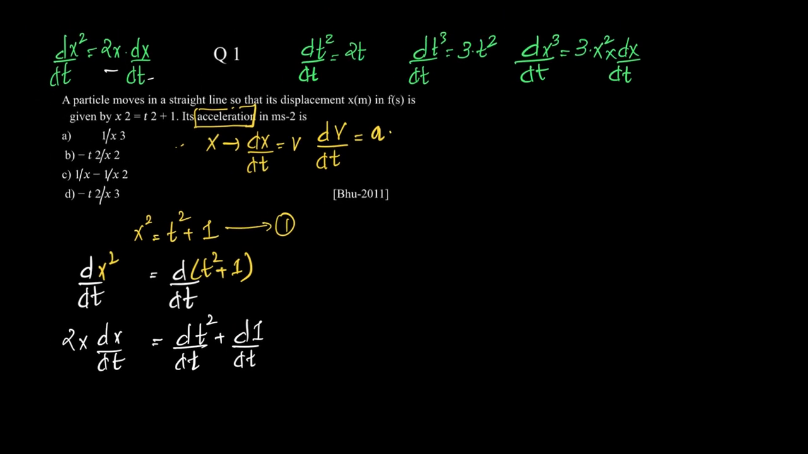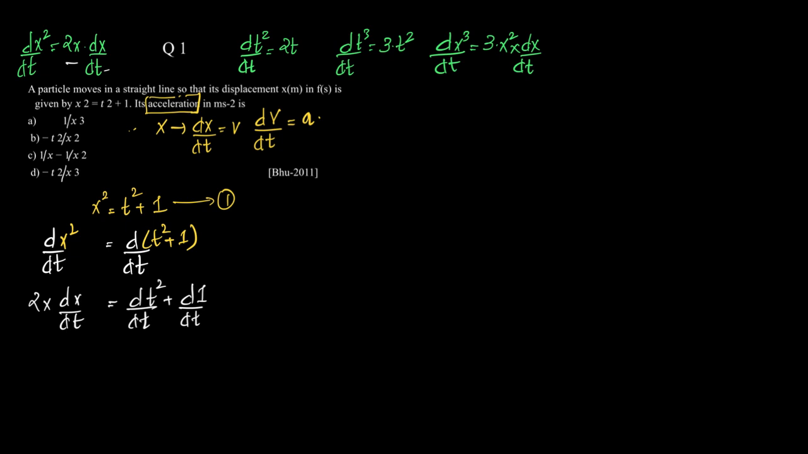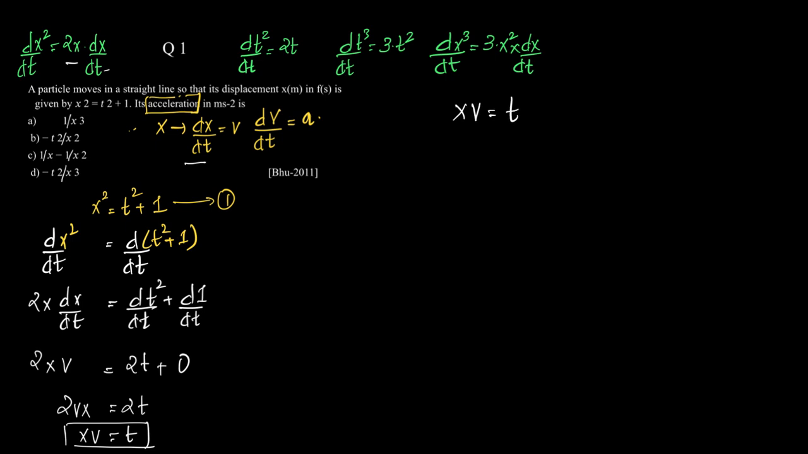Now, what is d by dt of 2x into dx by dt? See, dx by dt is velocity, so this is 2x into v is equal to, what is d by dt of t square? Is it 2t into dt by dt? No, d by dt of t square is 2t, plus the derivative of a constant is 0. So we have 2vx is equal to 2t, or we can say xv is equal to t. Let me mark this as equation number 2.